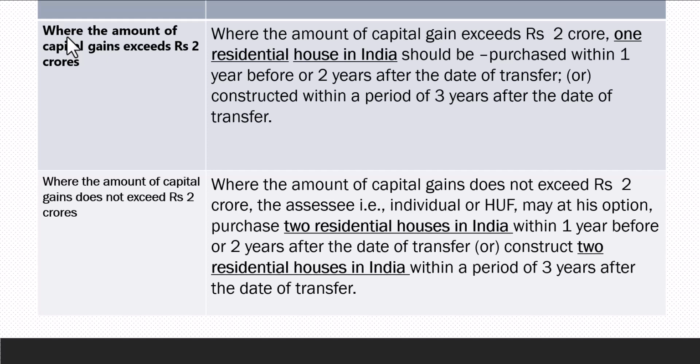Where the amount of capital gains does not exceed rupees 2 crores, the assessee, that is individual or HUF, may at his option purchase two residential houses in India within 1 year before or 2 years after the date of transfer, or construct two residential houses in India within a period of 3 years after the date of transfer. So you can buy a maximum of two houses. Even if you buy one house, it's okay. But here you have been given a choice to buy two residential houses.